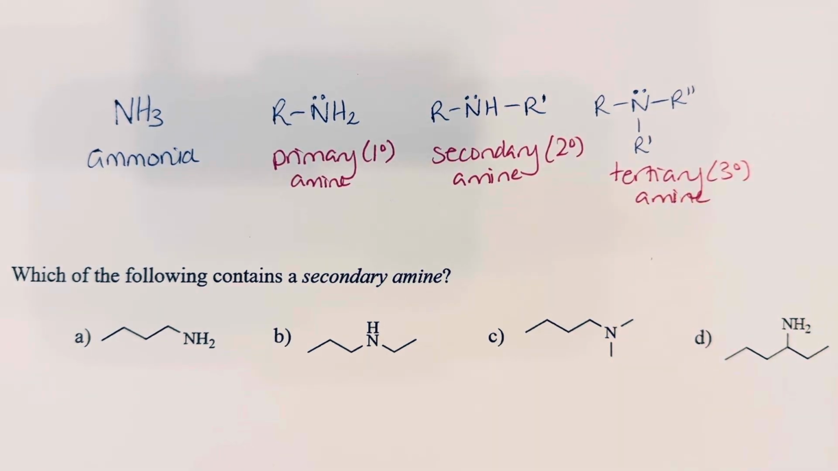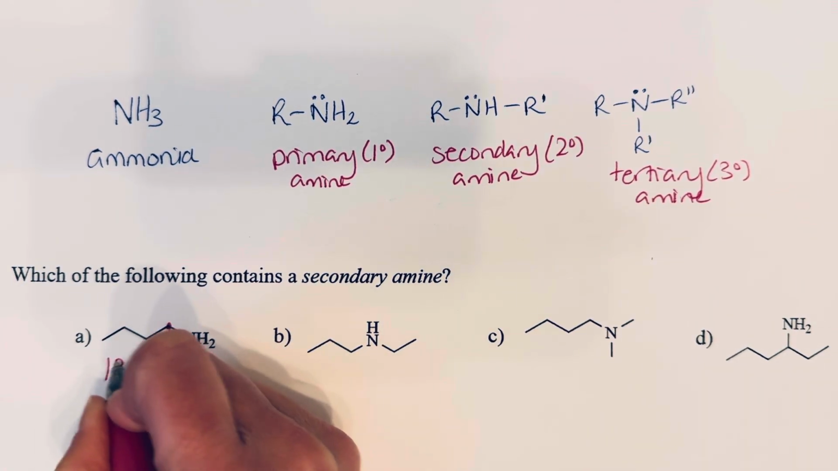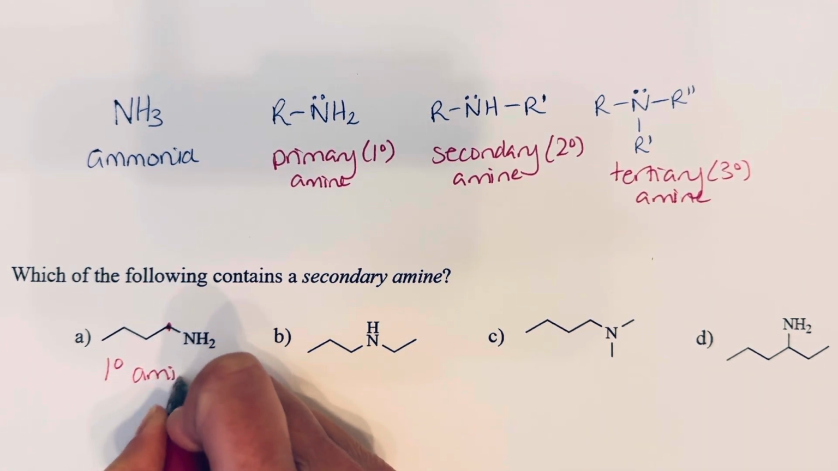So we're just going to go down to our options and we're going to apply all of these definitions. And so if we look at our first molecule, our nitrogen has just one bond to carbon. So that is an example of a primary amine.